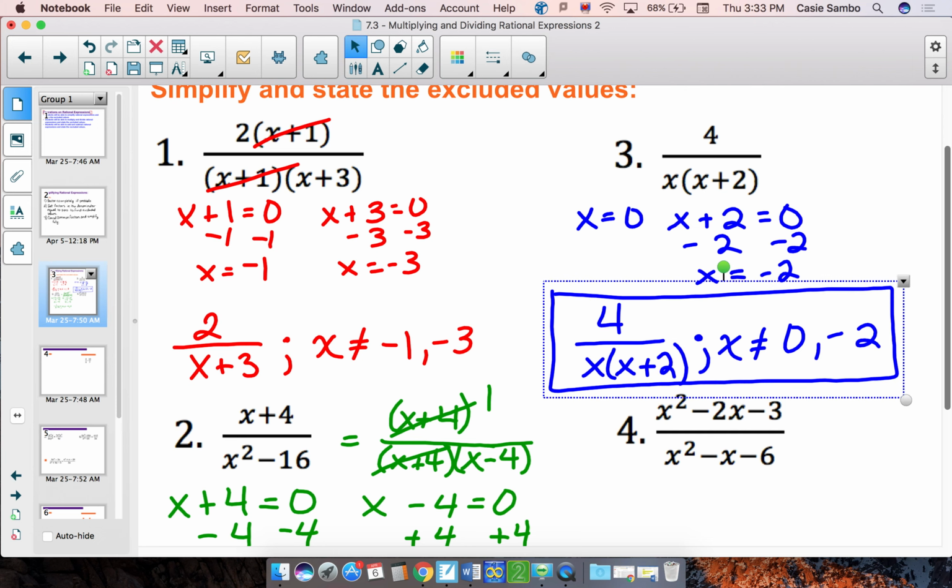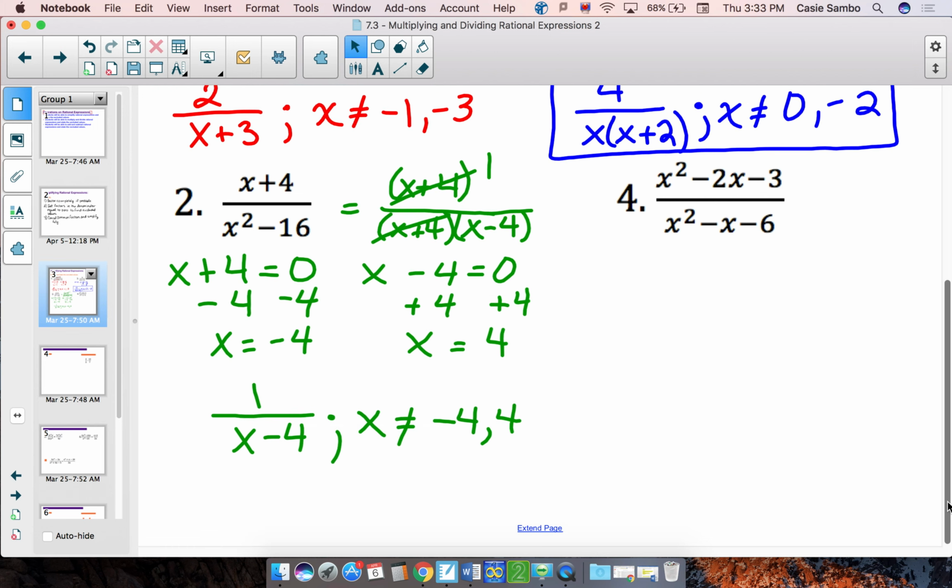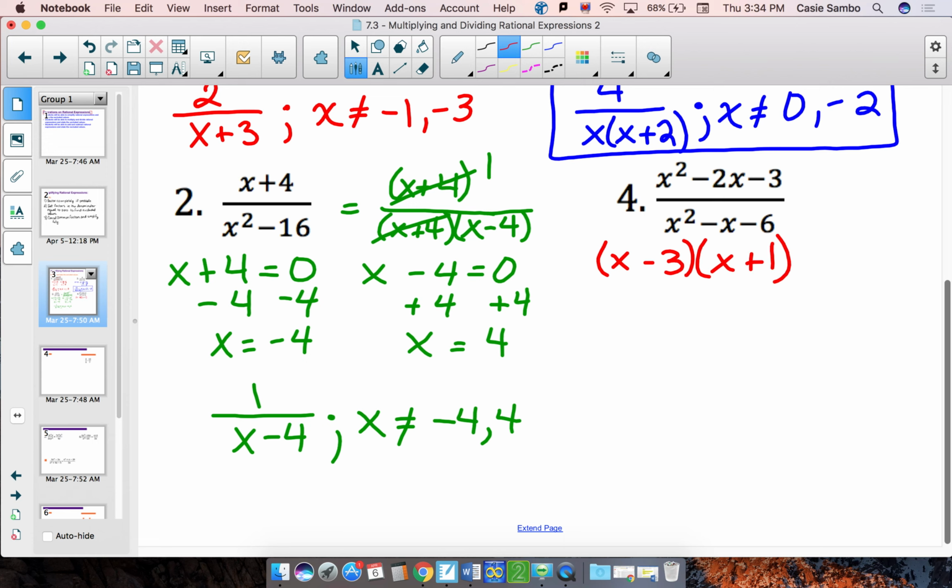All right. So then, on to my last example. I have to factor both of these. So when I factor the numerator, I'm going to end up with x minus 3 times x plus 1. If you're not doing that as fast as I just did that, you might want to spend some more practice on IXL working on factoring, over x minus 3 times x plus 2.